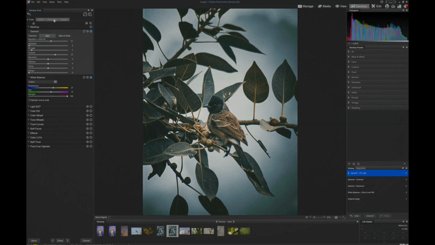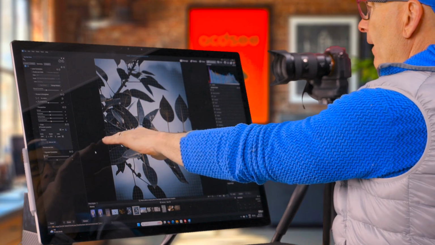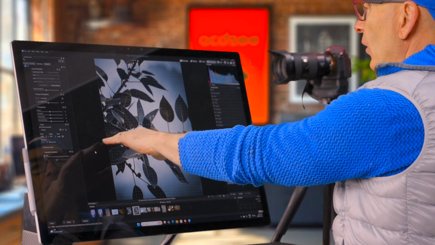What I really wanna show you on this is geometry. And the reason I wanna show you this is this happens in a lot of images. I have a really straight horizon here.